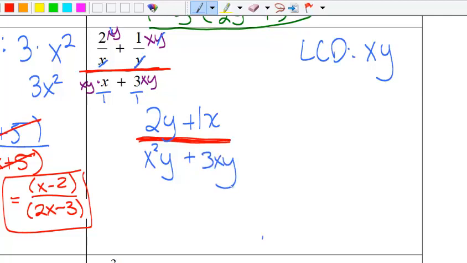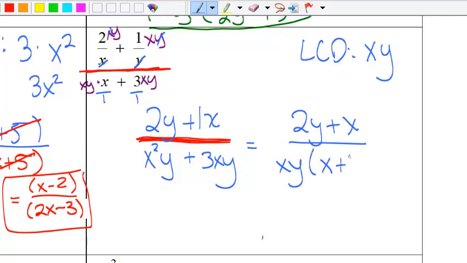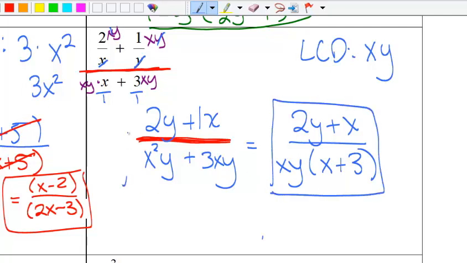Now I'm going to try to see if I can factor anything. Nothing factors in the numerator. And in the denominator, I can factor an xy out, which leaves me with x plus 3. Nothing divides out nicely, so this is my answer, or this one's my answer. They're both the same, just written slightly different. Nothing reduced, so either one will work.